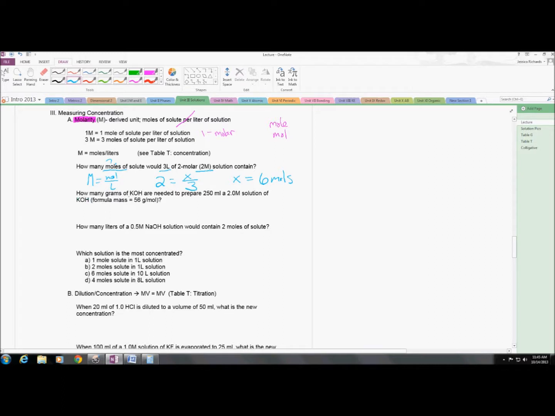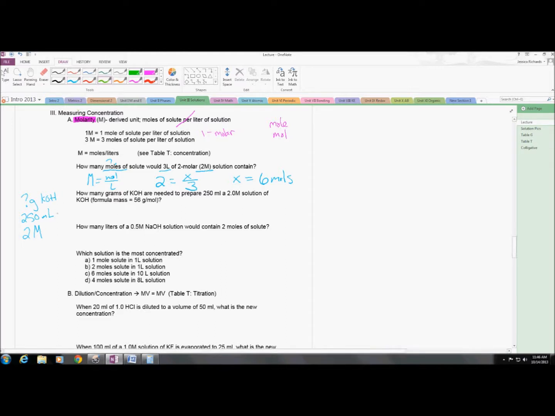Now let's look at the next one. They want to know how many grams of KOH are needed to prepare 250 milliliters of a 2 molar solution. So they want to know grams of KOH. They have 250 milliliters of their solution, and it's 2 molar. Now you know it has something to do with molarity because you see the capital M. But we don't have moles, and we don't have liters. So it makes the question a little more difficult.